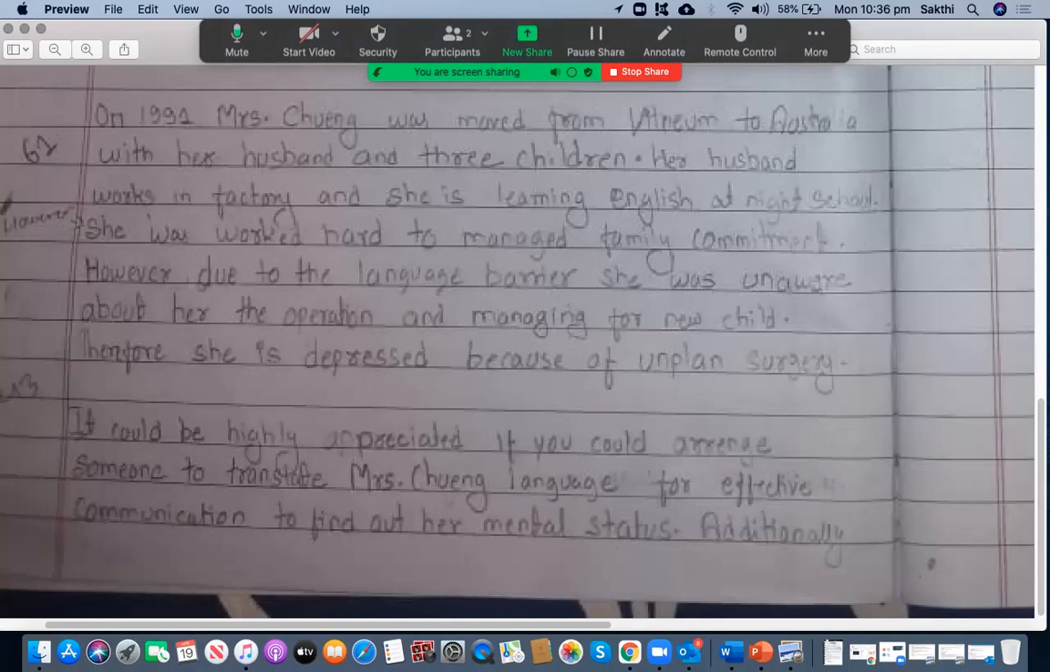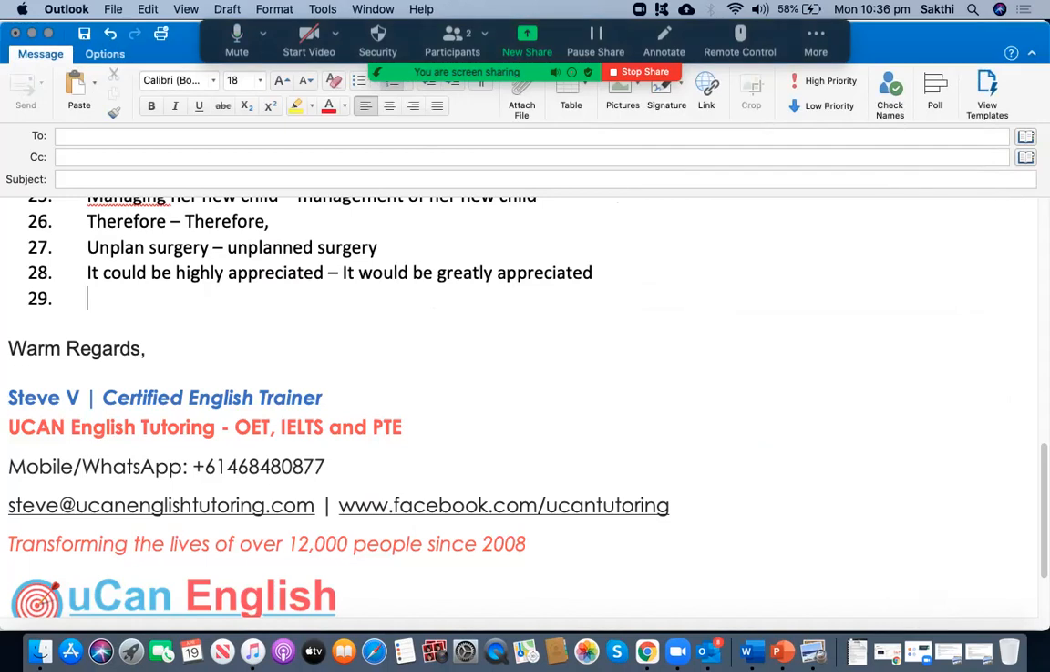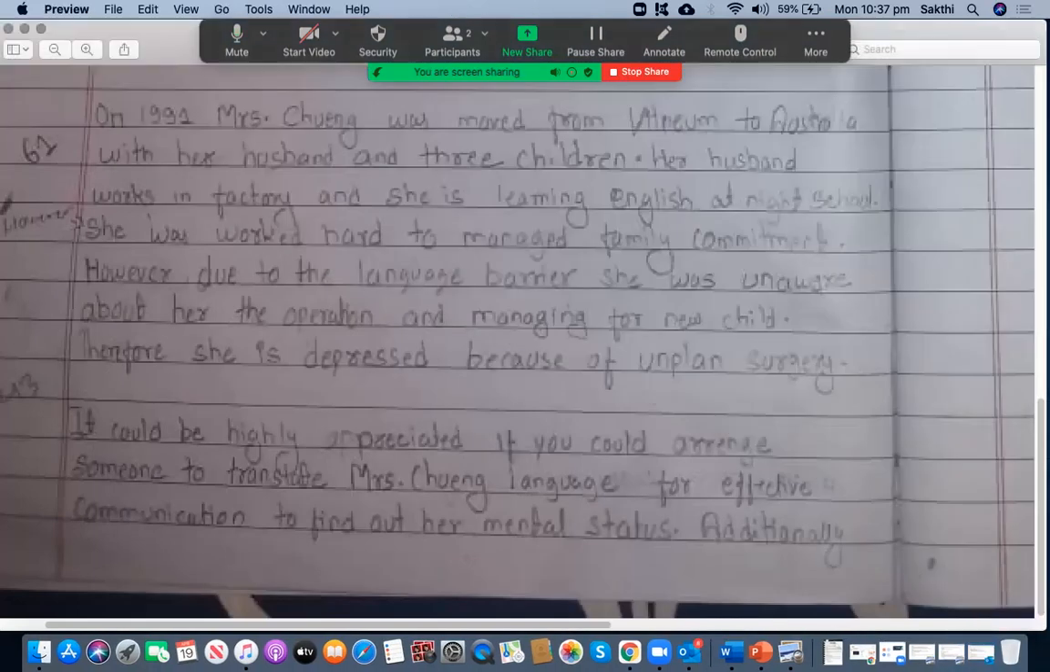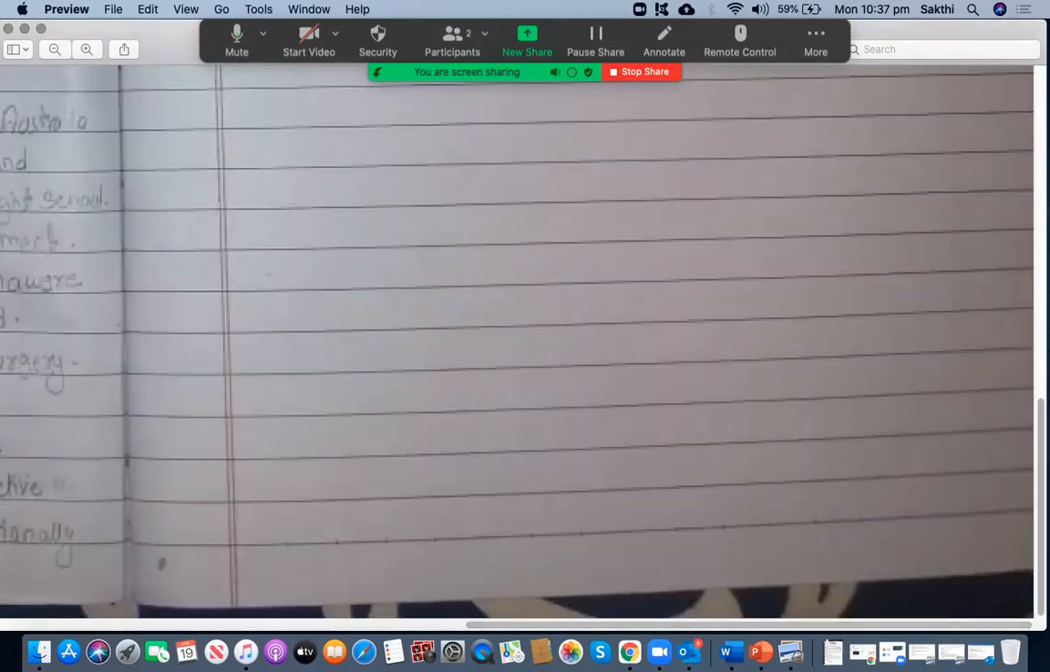All right. If you could arrange someone to translate Mrs. Chung language. No. Translate the information. If you say translate Mrs. Chung language, it doesn't make sense. So what you should have done is, if you could translate the information to her first language, that would be much better, okay? For effective communication to find out her mental status. Okay, that's good.